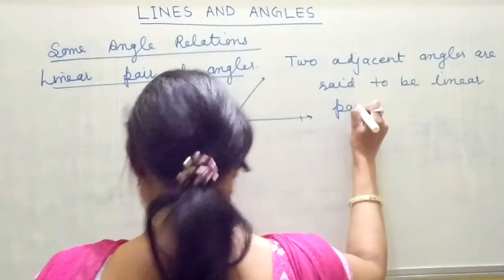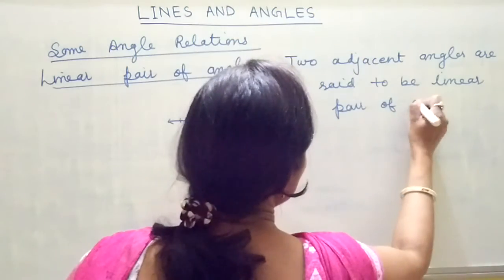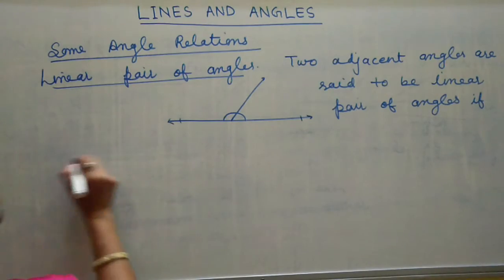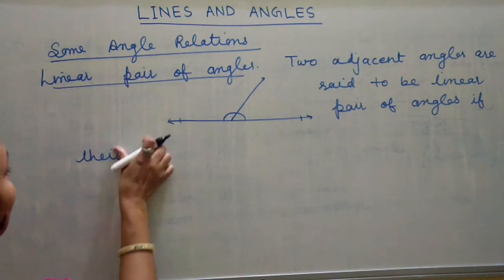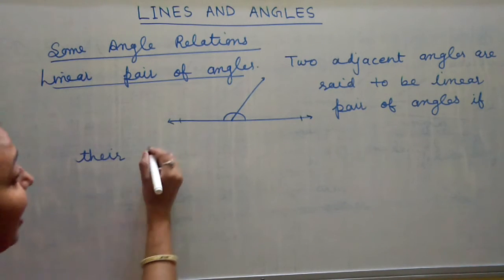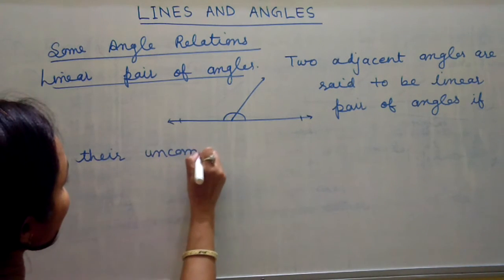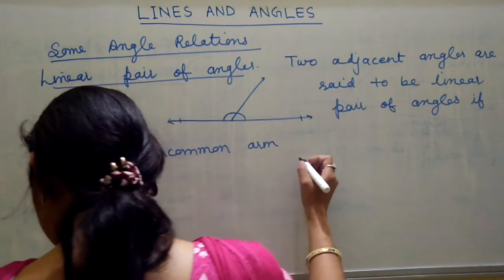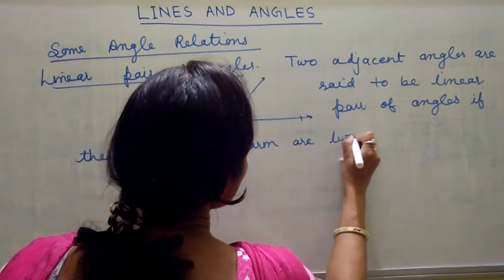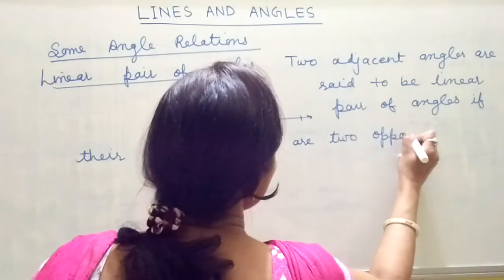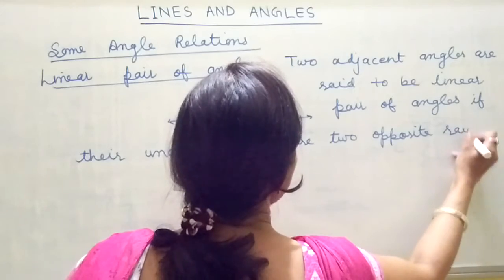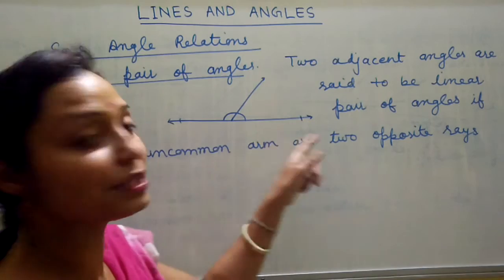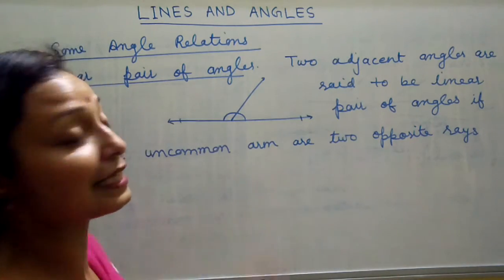A linear pair of angles: if their common arm and their two other arms are in opposite rays, these two adjacent angles have two different opposite rays, and that is known as adjacent angles.